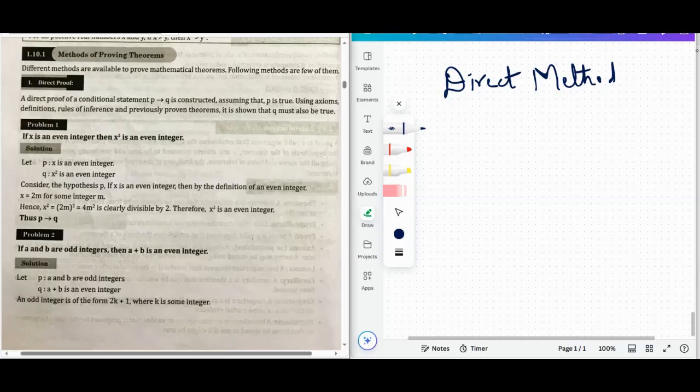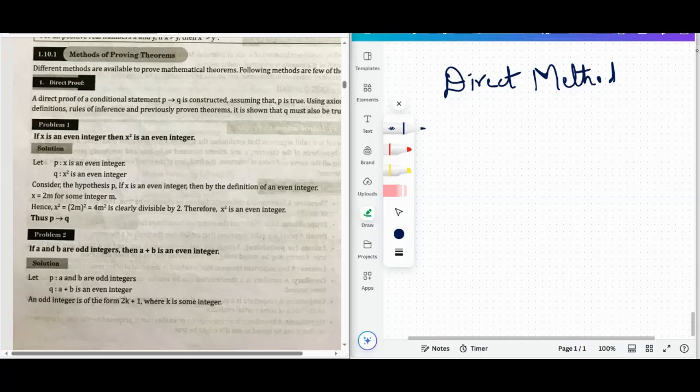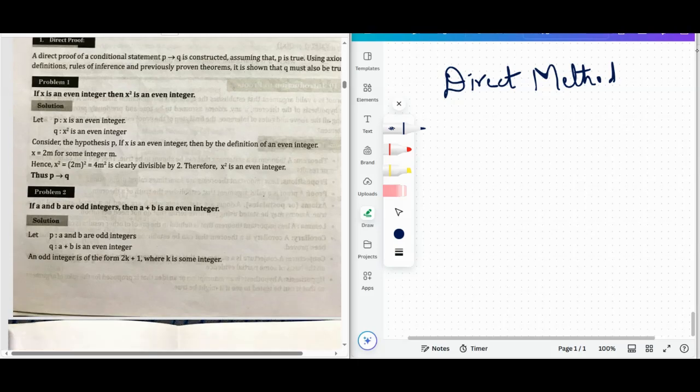If x is an even integer, then x square is an even integer. The statement is: if x is an even integer, then x square is an even integer. So we'll take p as x is an even integer, and q as x square is an even integer. Since p is an even integer, by hypothesis we can take x equals 2m. Why is it 2m? Because it is a multiple of 2, or an even number, where m is an integer.